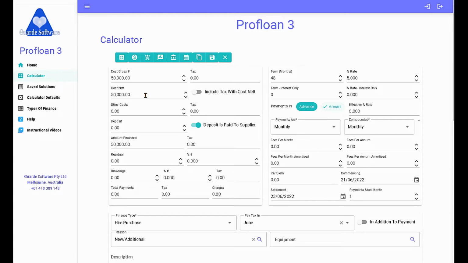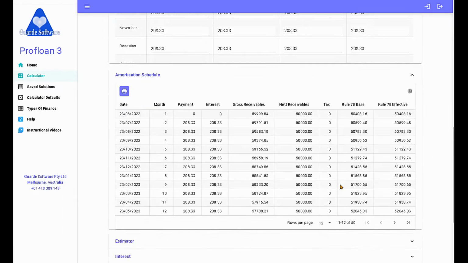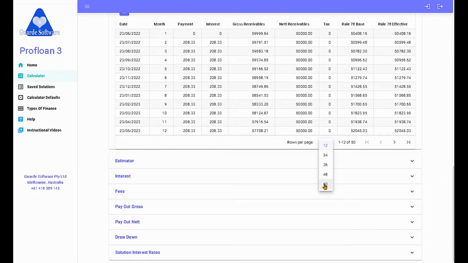For a full interest-only loan, enter the cost net, term, rate, and set the residual to 100%. Hit the calculate button. The amortization schedule is proof of solution.